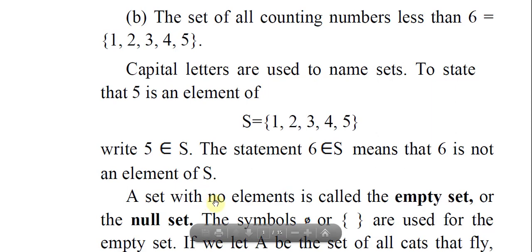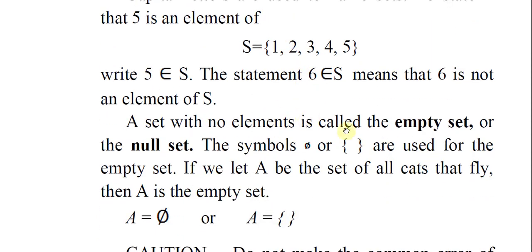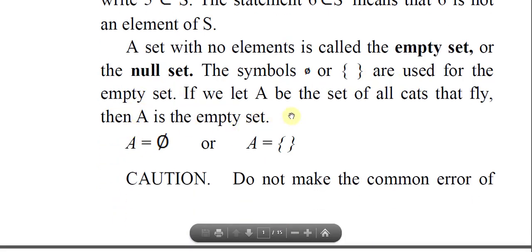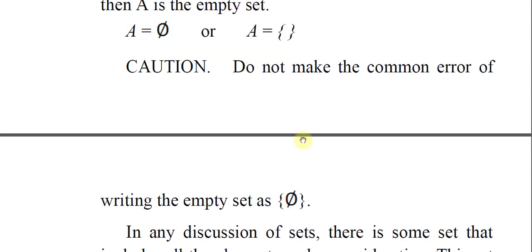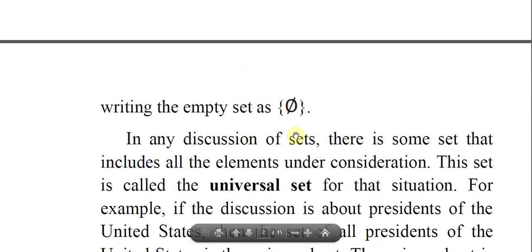Now, a set with no elements is called the empty set or the null set. The symbols, this one and figure brackets, are used for the empty set. So if we let A be the set of all cats that fly, then A is the empty set because we don't have any cats that fly. That's why A is the empty set, or A is empty figure brackets, nothing. And we cannot write the empty set inside figure brackets like this. This is not correct.